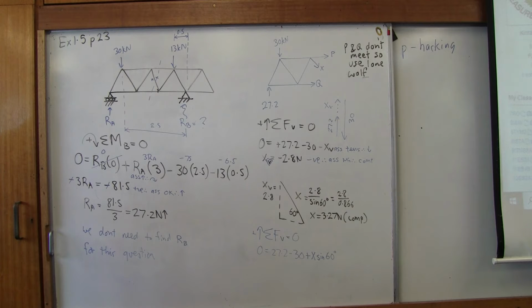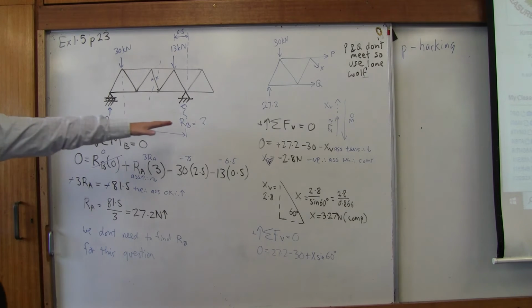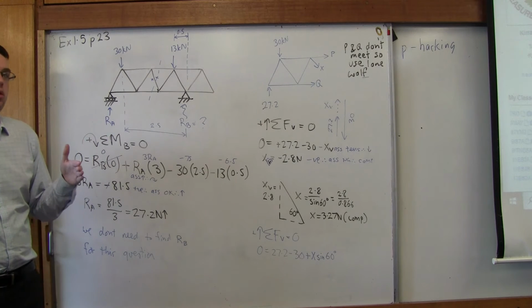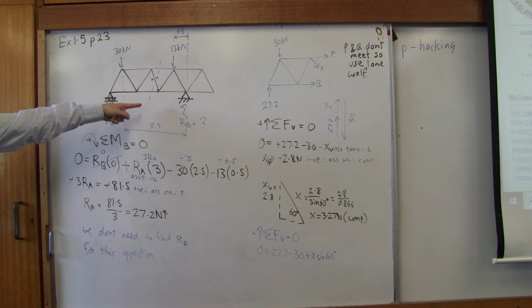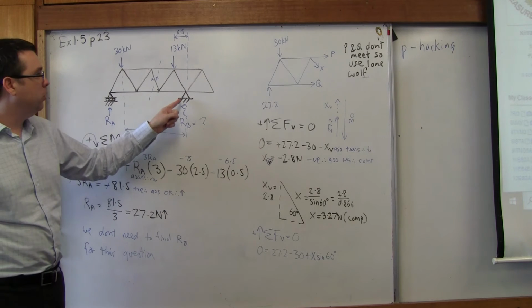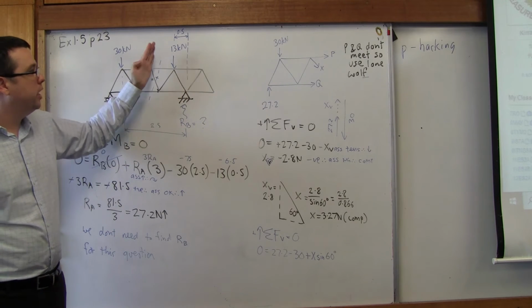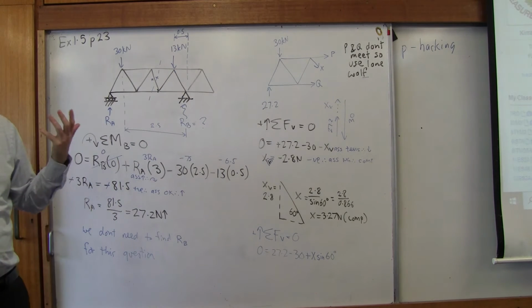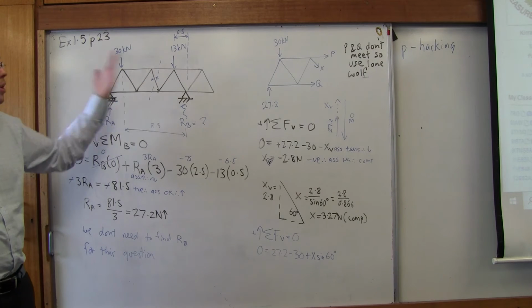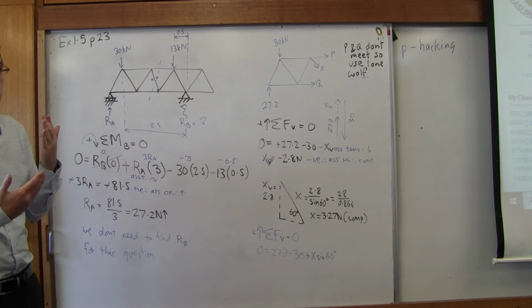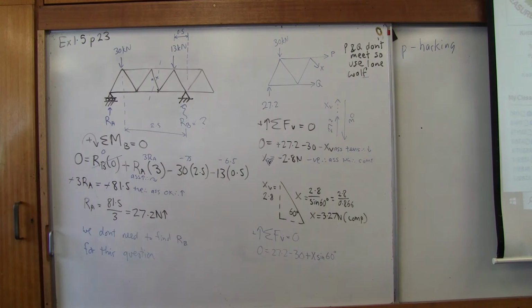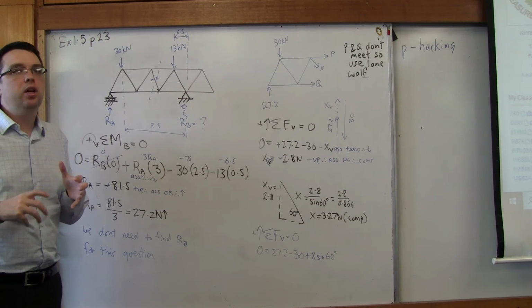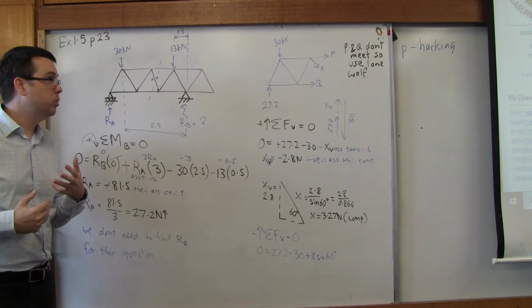Now, for this question, we don't need RB. RB is not necessary for this question because we're going to put our section line through X and we're just going to take the left-hand side. If the roller had been on this side, we would just take the right-hand side. We can also solve the truss backwards and we should get exactly the same result. It doesn't matter which side, it's the same force internally.